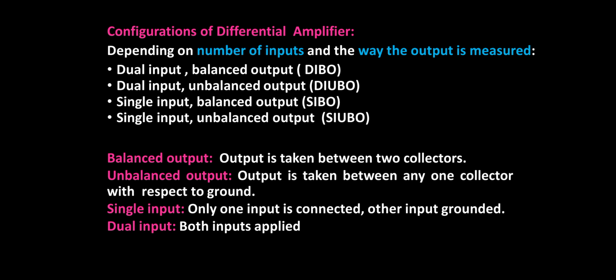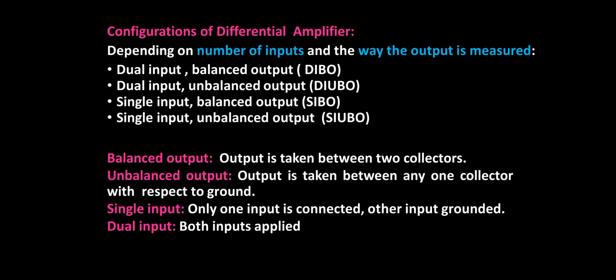Now let's come to what is single input. Single input is nothing but one input. Only one input is connected and the other is grounded. That means in differential amplifier we have two inputs; if only one of the inputs is given and the other input is grounded, then that type of configuration is known as single input. Now let's see what is dual input. Both inputs are applied. We know in differential amplifier you have two inputs; if we apply both of these inputs, then that is known as dual input.